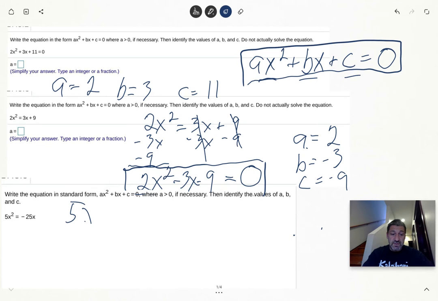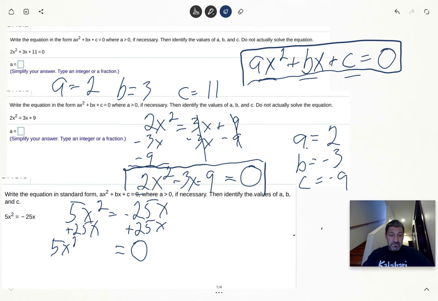We're starting out with 5x squared equals negative 25x. Again, we want to move the 25x over. This time it's negative, so we're going to add 25x to both sides. We want it equal to 0, and we want the exponents to be in descending order. So that gives us 5x squared plus 25x.